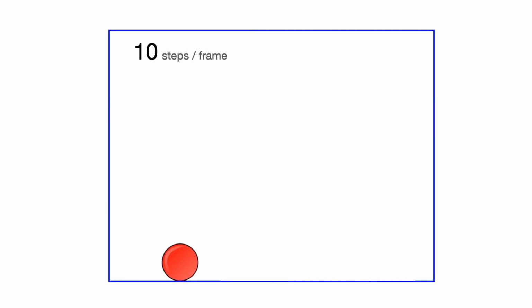That's 10 updates per frame of video. The ball on the right gets only 1 update per frame. You can see that the motion is different. Let's see that again. The right ball hits later. It's lost some velocity. Why does that happen?